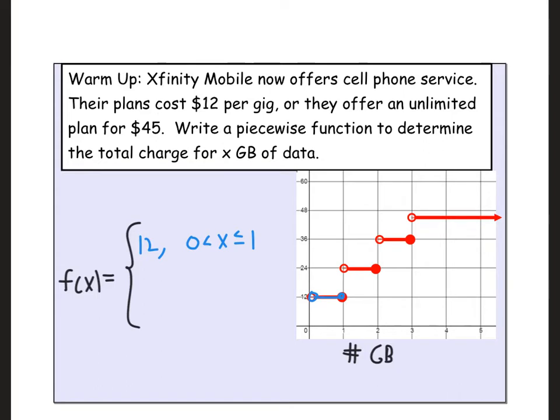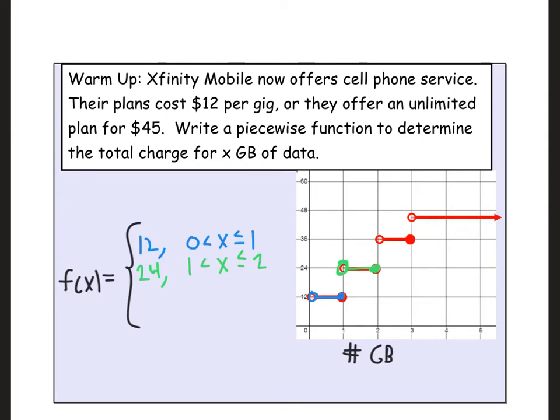But as soon as you go past 1, you can see it's going to jump up to $24. That's why we have an open circle right here, because when x actually equals 1, we're paying the $12 amount, not the $24 amount. So the next function rule will be that the cost is $24 when 1 is less than x, but x is less than or equal to 2. In other words, if you use between 1 and 2 gigs, including 2.